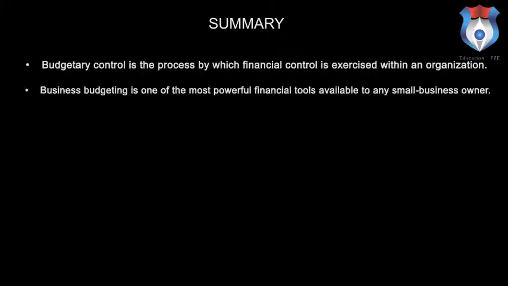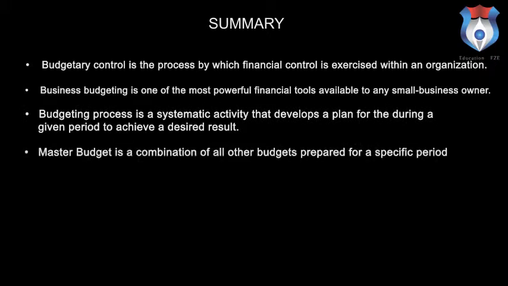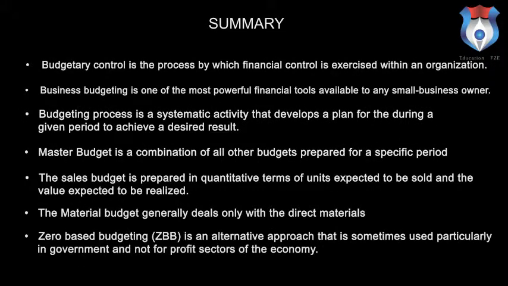Summary. Let us now summarize what we have learned in this section. A budget is a financial plan for the income and cost of a business. Budgetary control is the process by which financial control is exercised within an organization. Business budgeting is one of the most powerful financial tools available to any small business owner. Budgeting process is a systematic activity that develops a plan for the business during a given period to achieve a desired result. Master budget is a combination of all other budgets prepared for a specific period.